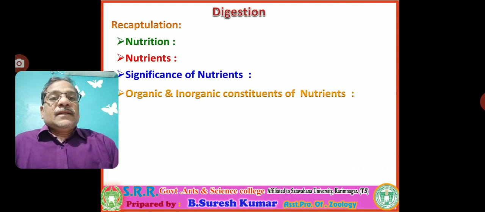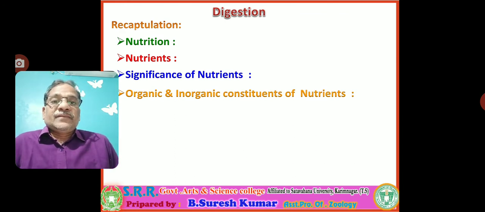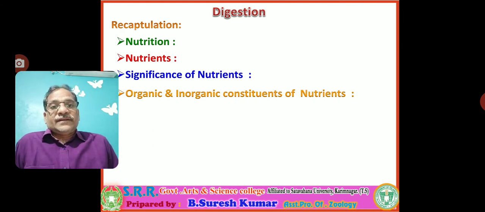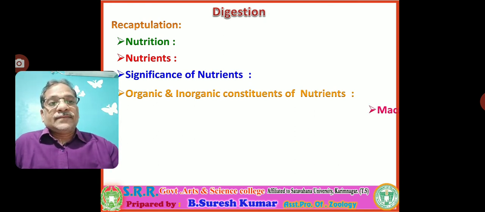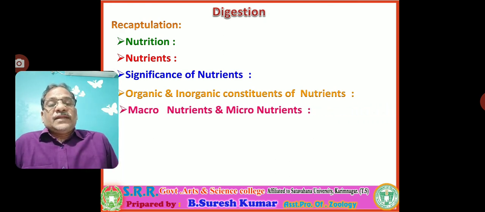And next, significance of nutrients. What's the use of nutrients? They are useful to provide energy, for body growth, to repair the tissue, like that. Significances we learned in lesson 1. And the nutrients present in our daily consumed food contain organic and as well as inorganic constituents, isn't it? Already we discussed in the last class, the organic constituents are carbohydrates, lipids, proteins, nucleic acids, vitamins, and the inorganic constituents are minerals and water.